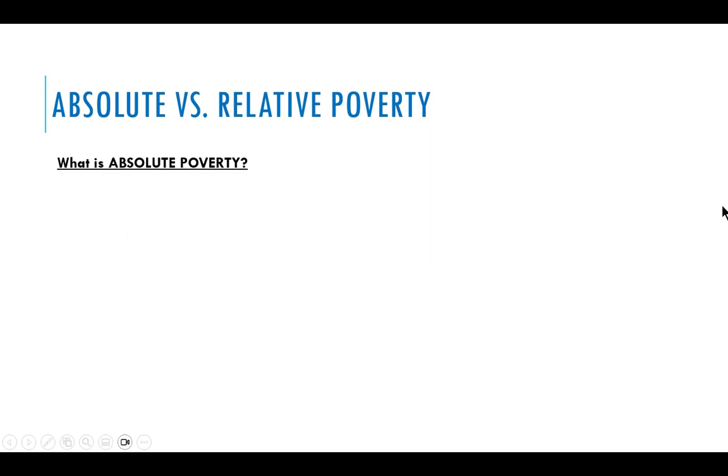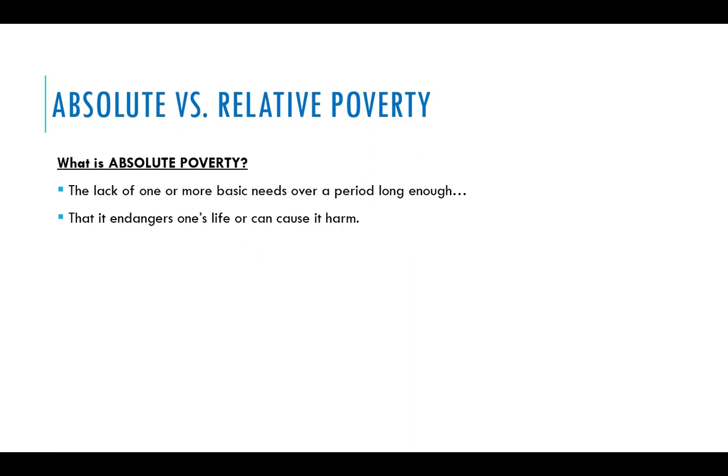So let's talk about different ways of looking at poverty, absolute versus relative poverty. Let's start with the idea of absolute poverty. When we talk about absolute poverty, we're talking about lacking of one or more basic needs over a period that's long enough that it endangers one's life or can cause harm.